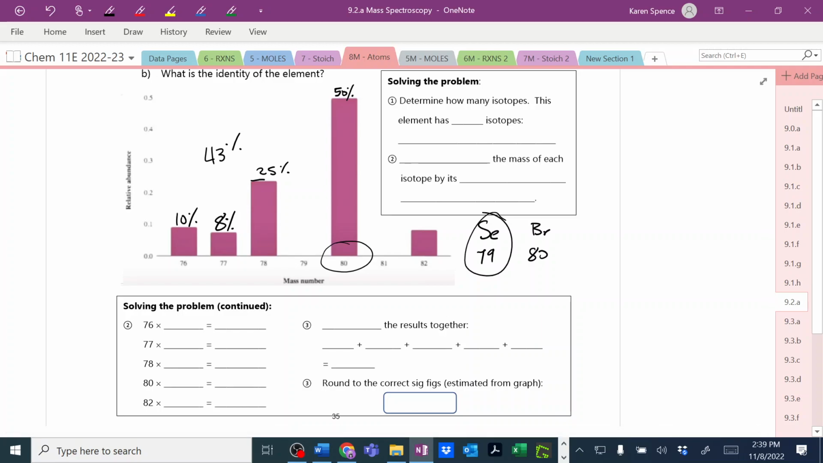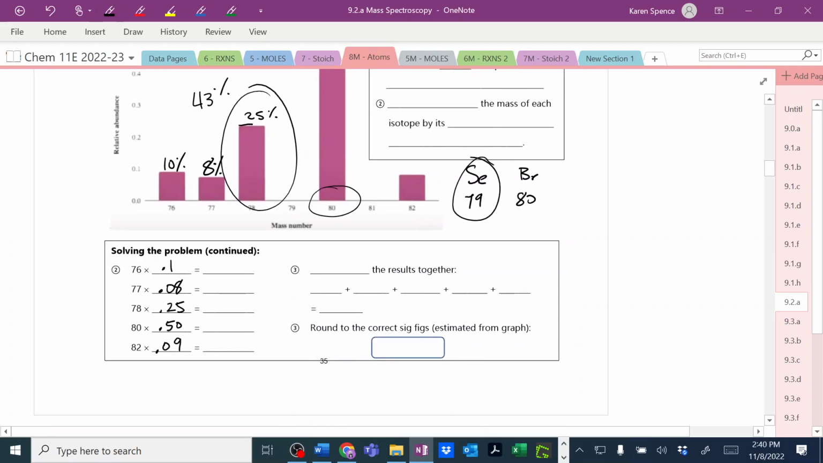So I would actually chug the numbers, and I'd be like 76 times 0.1, 77 times 0.08, and then I would have 78 times 0.25. Is this making sense? And then I would have 80 times, that's about 0.5. And I would have 82 times, that looks to be 8 or 9%, something like that. It's going to be close, we'll call it 0.08, maybe 0.09. It looks kind of between the 8 and the 10. You're going to get a number that's fairly close, right?